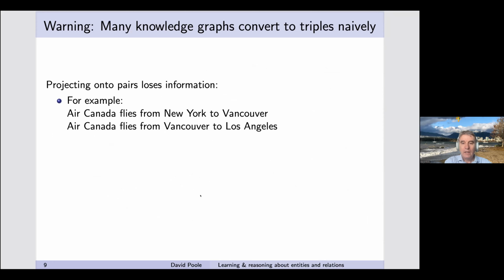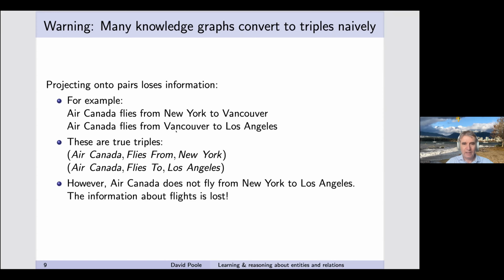All right. Now, it's actually pretty dangerous to just translate into triples. So for example, Air Canada flies from New York to Vancouver, and Air Canada flies from Vancouver to Los Angeles. Okay. So you can think of the triples: Air Canada flies from New York and Air Canada flies to Los Angeles, but this is lost information because Air Canada does not fly from New York to Los Angeles. So if you don't reify, if you don't make up a flight number, for example, and you just project, you actually lose information. So we have to be careful doing that.